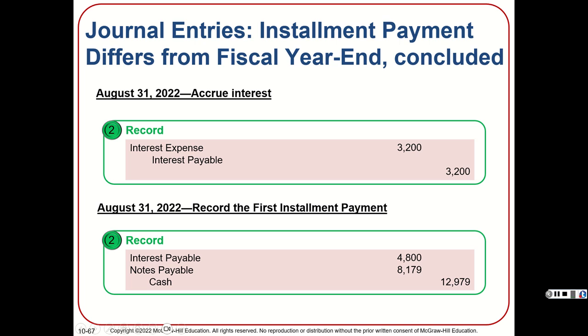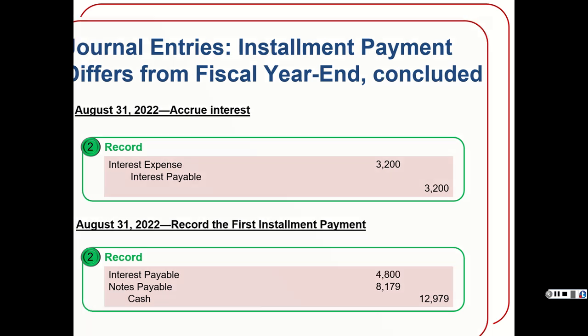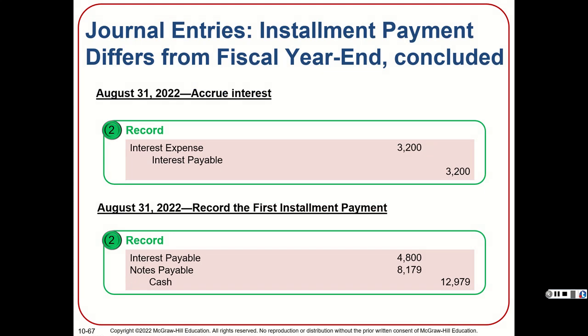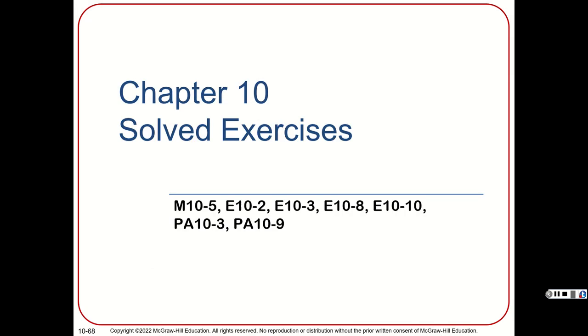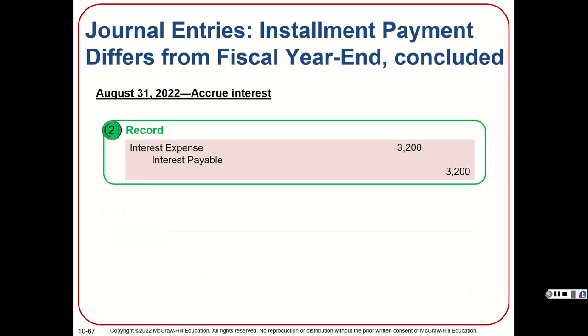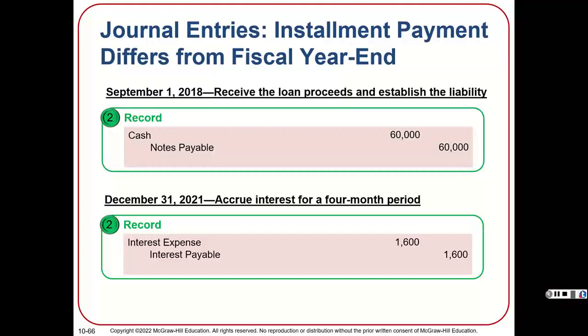They're recording the first installment payment. Right? The journal entries for the installment payment differs from a fiscal year end. So they receive the loan proceeds on September 1st, 2018. Again, the cash is increased, the payable is increased. So at December 31st, you accrue the interest for the 4 months.